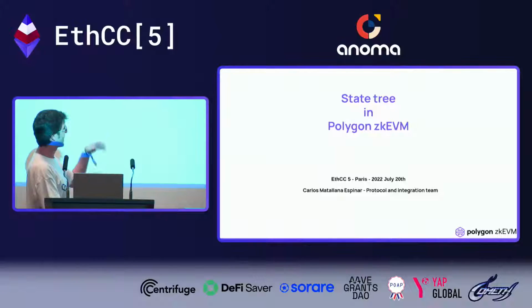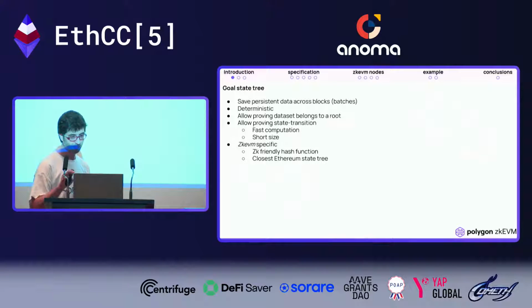I'm from the Protocol and Integration Team at Polygon Hermez, and I'm going to present the state tree that we are building in Polygon zkEVM. So, first of all, what is the goal of a state tree? Basically, the goal of the state tree is to save the persistent data across the history of a blockchain. In Ethereum it is across all the blocks, and in the zkEVM it will be across all the batches.